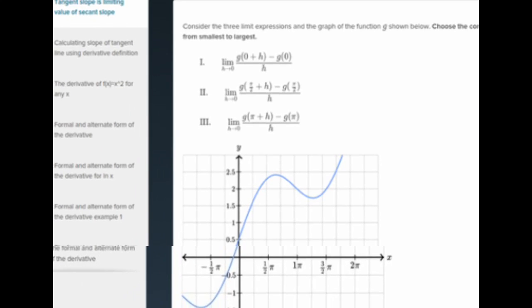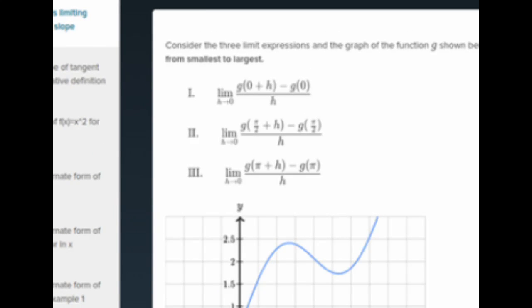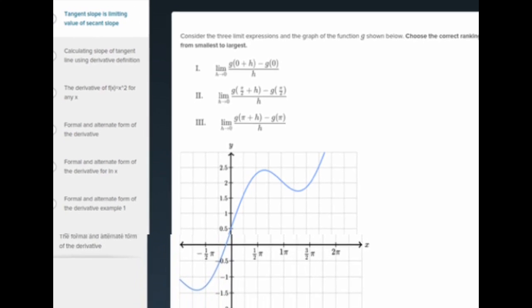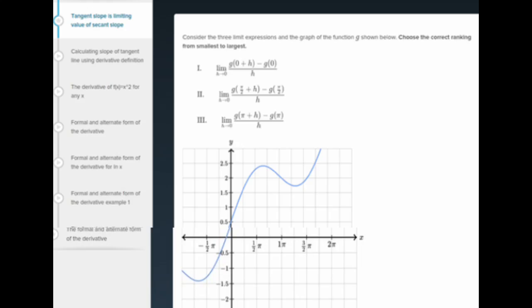Well, what does this mean? The h is going to 0. This is a difference quotient, and I think you're talking about secant lines becoming tangent lines. So let me just explain. I think the limit of a difference quotient is just the slope of the tangent line. But let me draw a picture.